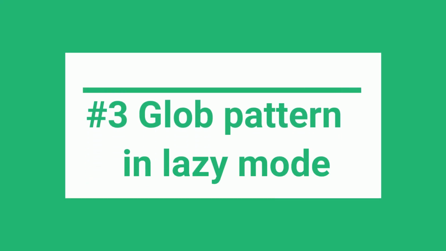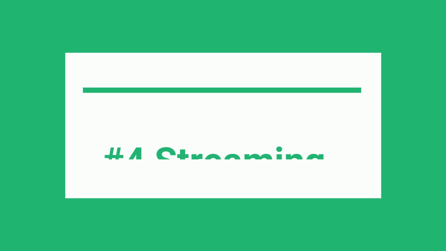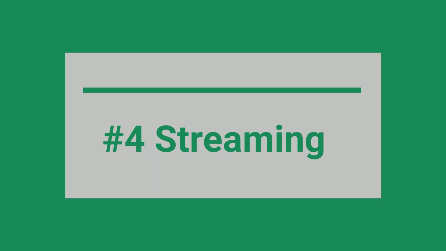We can simplify the start of the query using strategy number three, using a glob pattern. Here we pass a glob pattern with the wildcard star to scan CSV. With this approach, Polaris does the loop over the CSV files and concatenates the output into a single lazy frame for us. Like strategy two, this approach takes advantage of query optimization, but does not scale to larger than memory datasets.